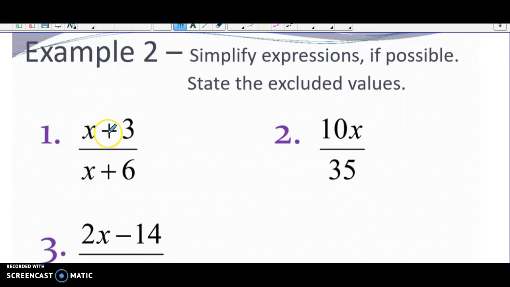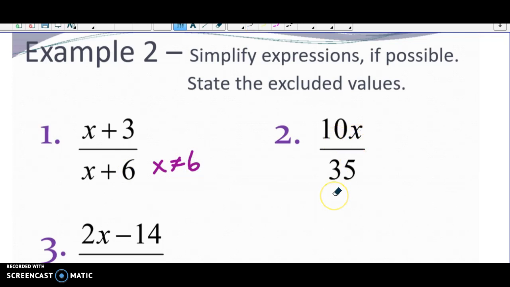So as I look at number 1, x plus 3 over x plus 6, I cannot cancel a term that's part of an addition or subtraction expression. So I can't just come here and cancel these x's because they are part of an expression, so I can't pull them out separately. Instead, I'm going to factor if possible. I don't have any common factors, so I can't factor these at all. So instead, what I will do is just state excluded values. In this case, x cannot equal 6.